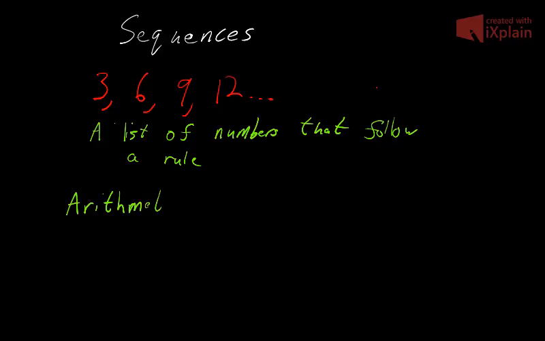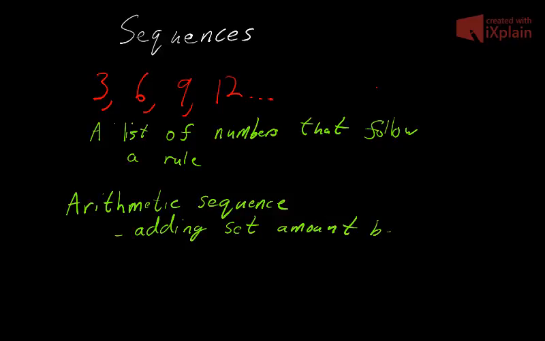Arithmetic sequence means that we are adding the same amount every time, so there is a constant difference between terms. Set amount between numbers. That's how I'll put that.